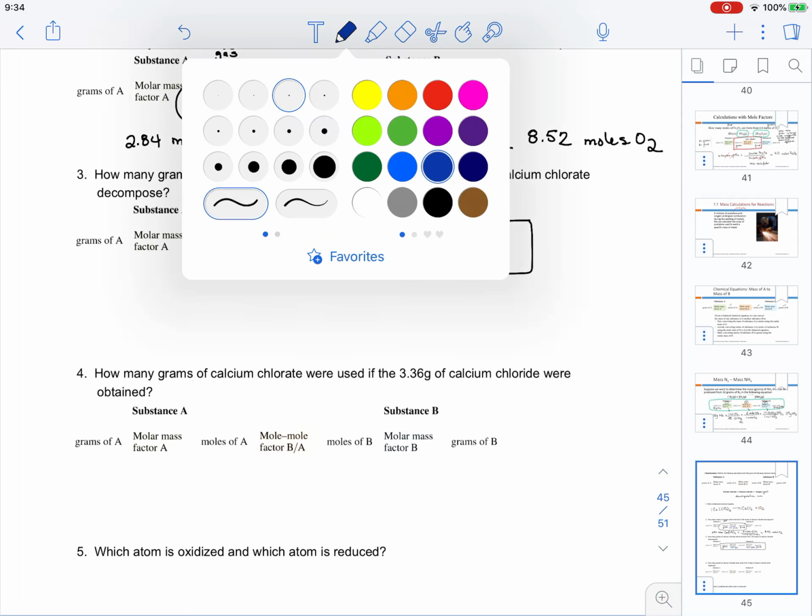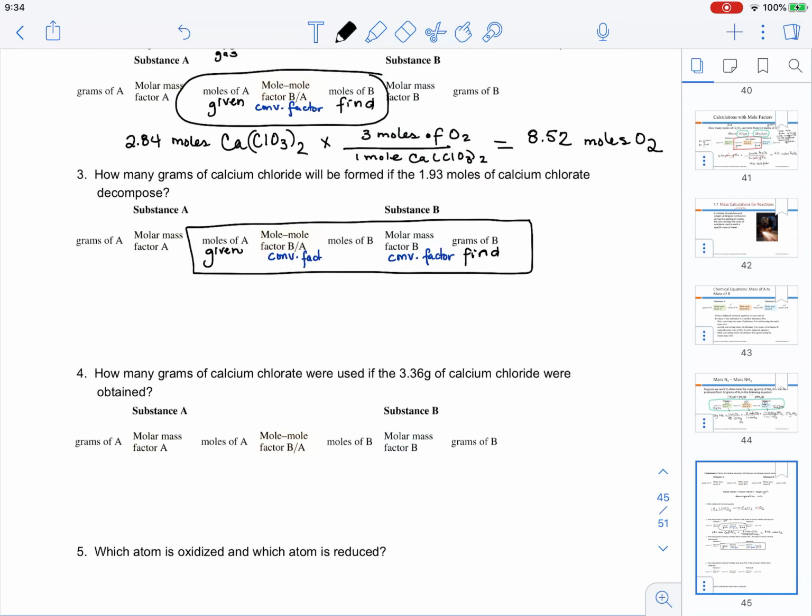So this is how we set up the problem. We start with the 1.93 moles of Ca(ClO3)2. We find the molar relationship between the 2 compounds, which is going to be calcium chlorate and calcium chloride, and their mole to mole relationship is actually 1 to 1.